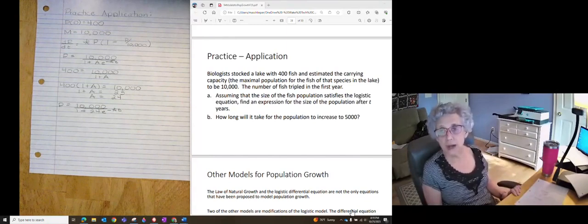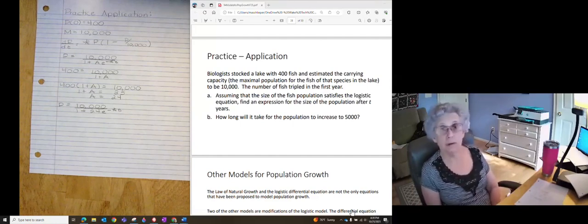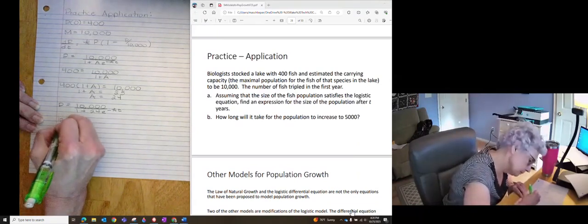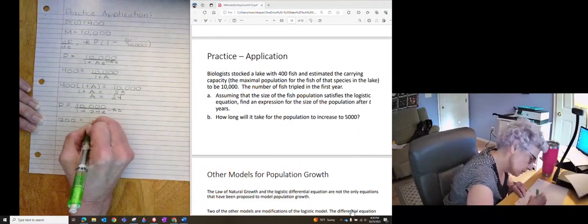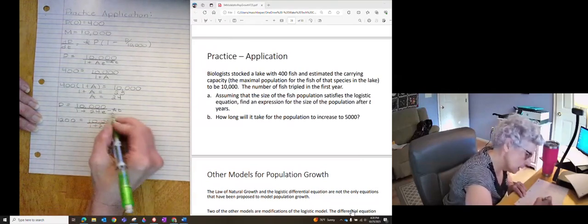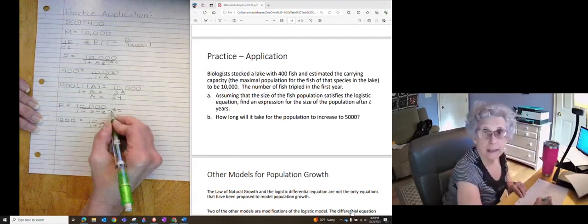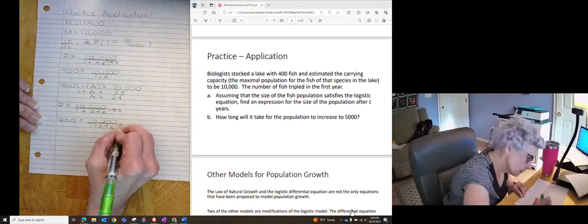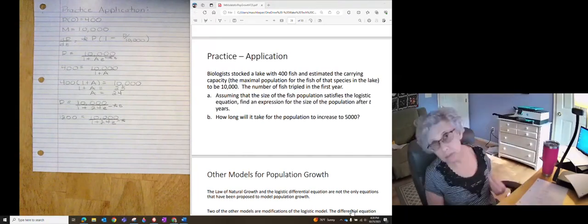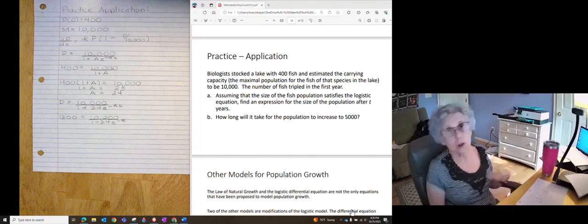Now I use the fact that the population tripled in the first year to figure out what my k is. So in the first year, I went from 400 to 3 times 400, 1,200, is equal to 10,000 over 1 plus 24 e to the negative k times 1, which is just negative k. So now it's exactly like the problems we've been working, where we had to figure out how long it took to reach a certain population.